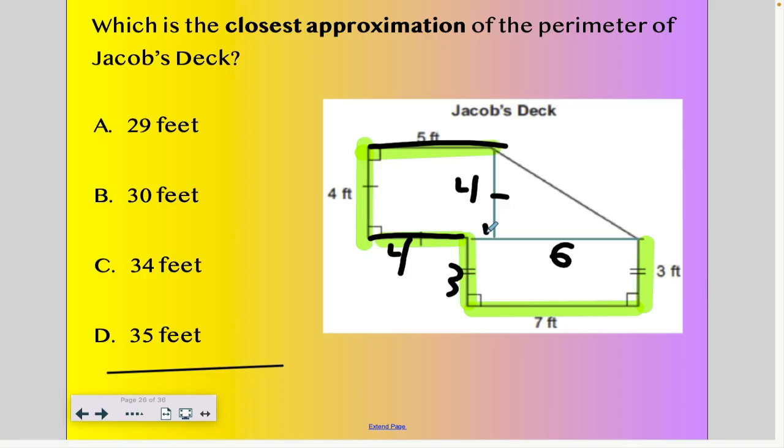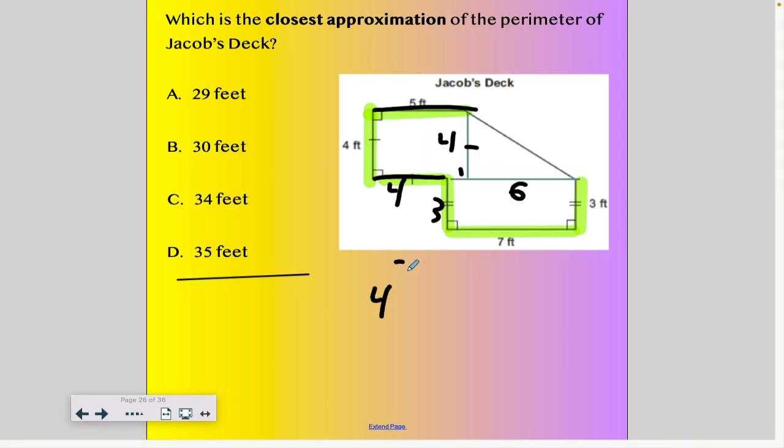Okay, but you have the calculator. 4 squared plus 6 squared is equal to, I don't know, w squared. Okay, you get your answer. I think it's the square root of 52.